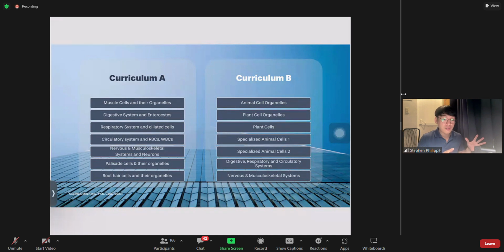So instead of having it in a progressive way, we can teach muscle cells and their organelles, the nervous system and the neurons, the palisade cells and their organelles, and in plants, root hair cells and their organelles.